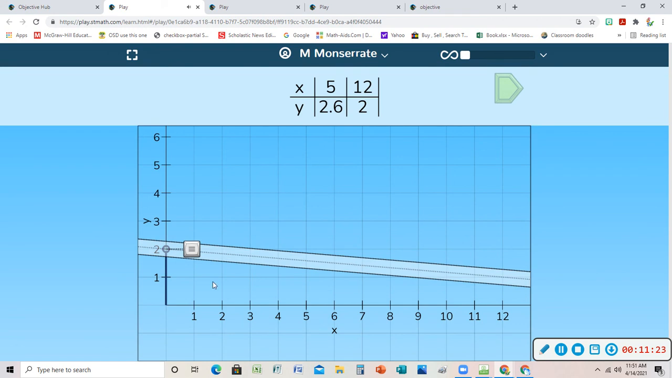So this is an xy plane, right? One is labeled x, one is labeled y. So you can see your numbers. X goes with 5 when y is at 2.6. So when x is on 5, y is going to be 2.6, a little, right? 2.5 would be right in the middle, 2.6.